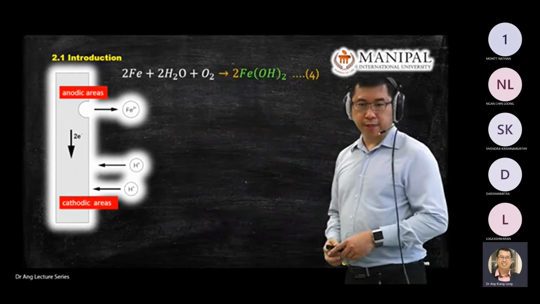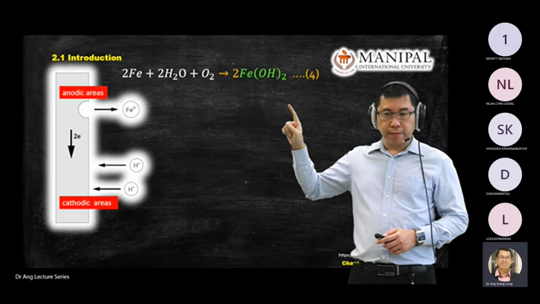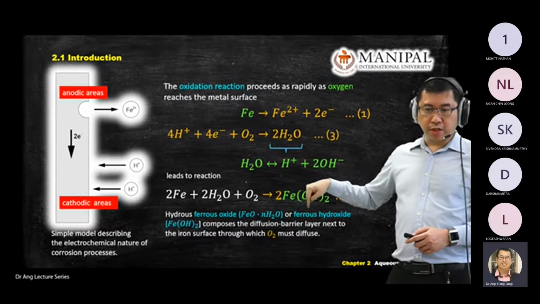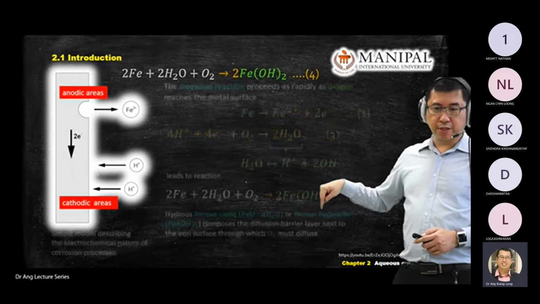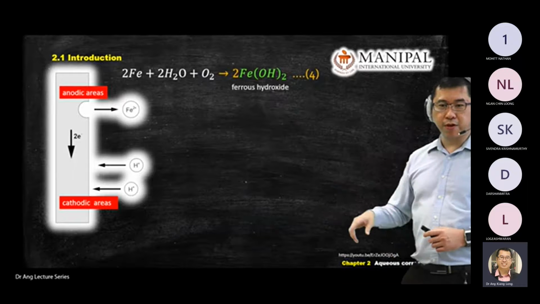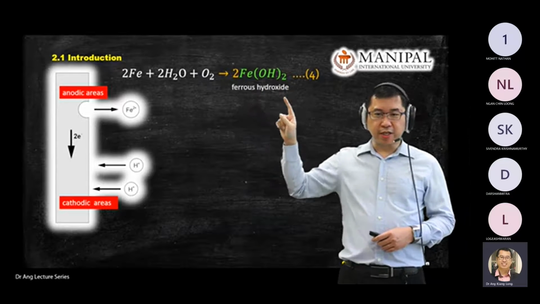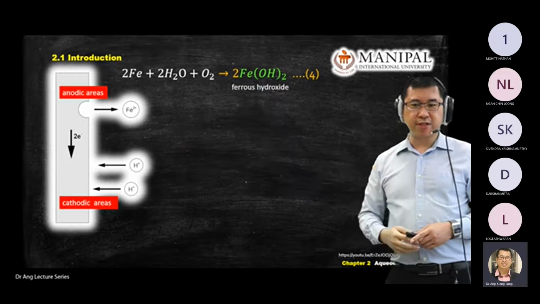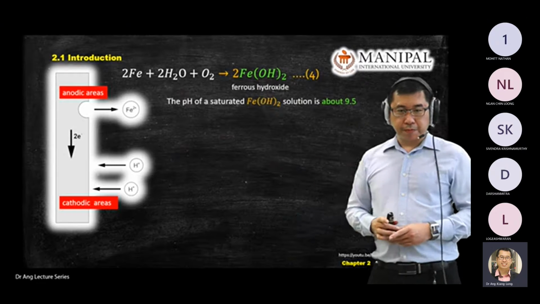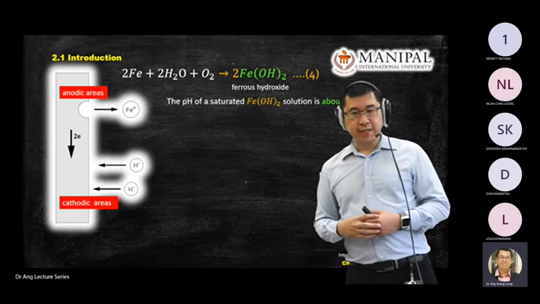Okay, next one. So again, FeOH2, the name is ferrous hydroxide. So I just put it there because sometimes I also confuse the name of Fe3OH3. So I just put here ferrous hydroxide just to remind myself. All right. So we have done with the chemical process.